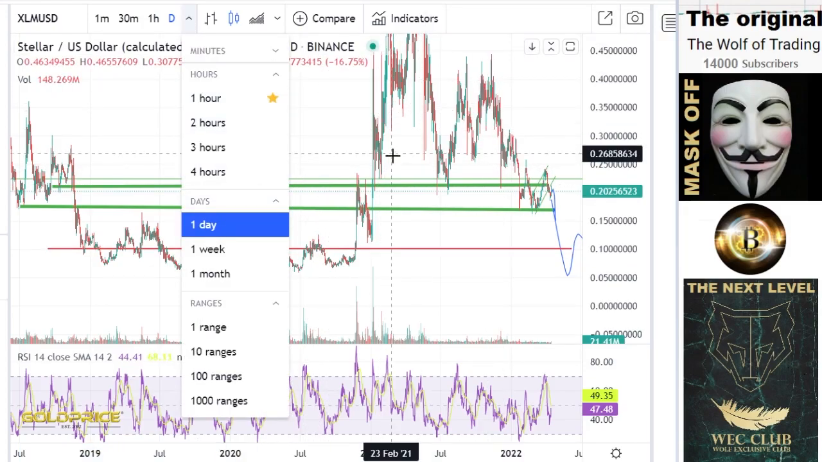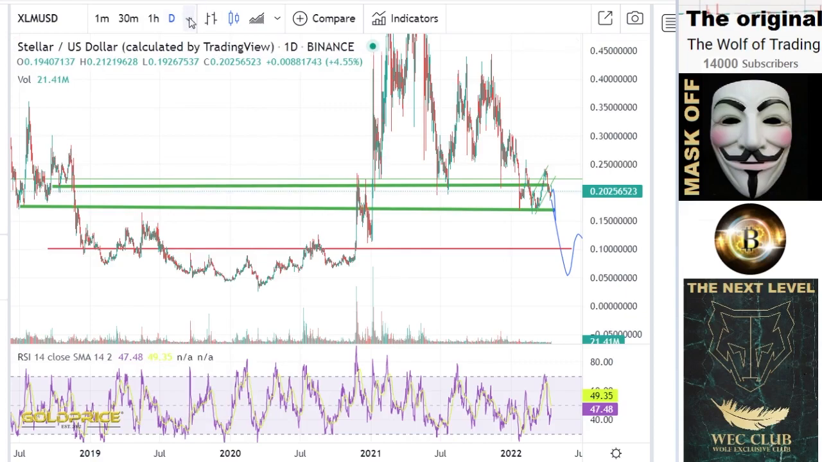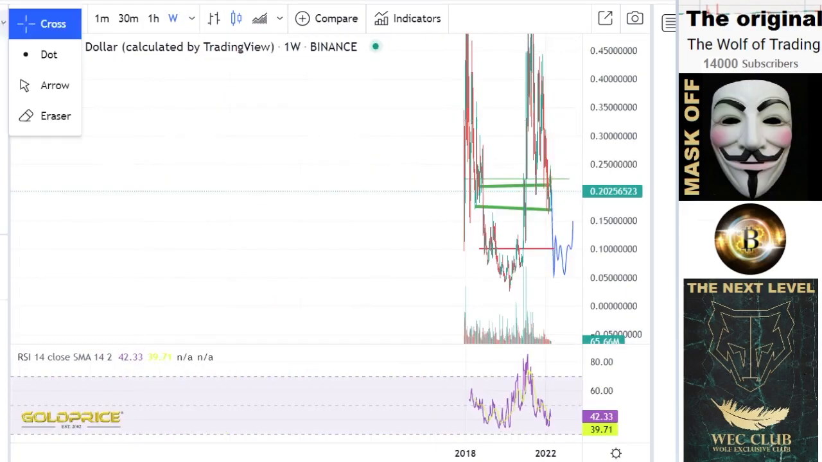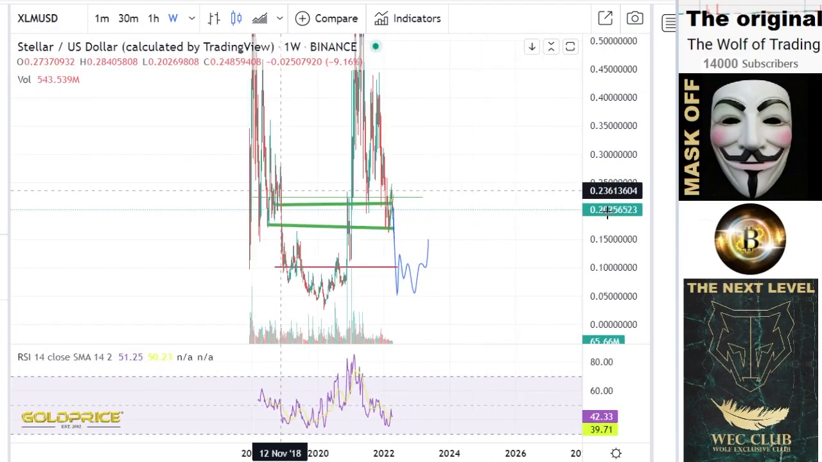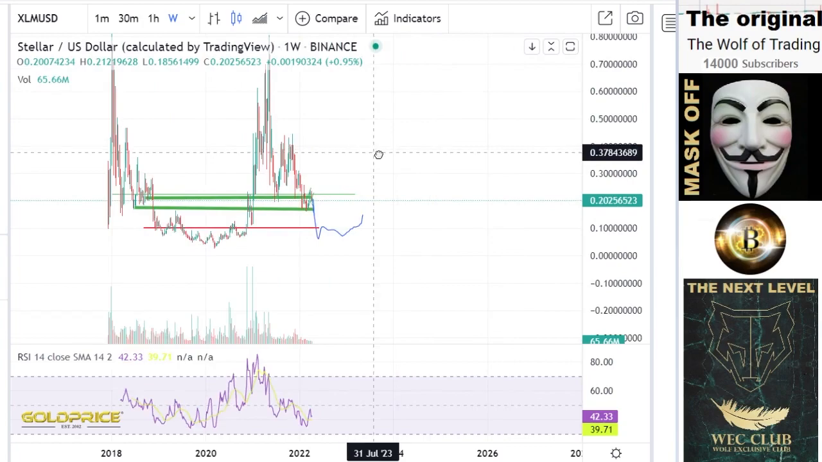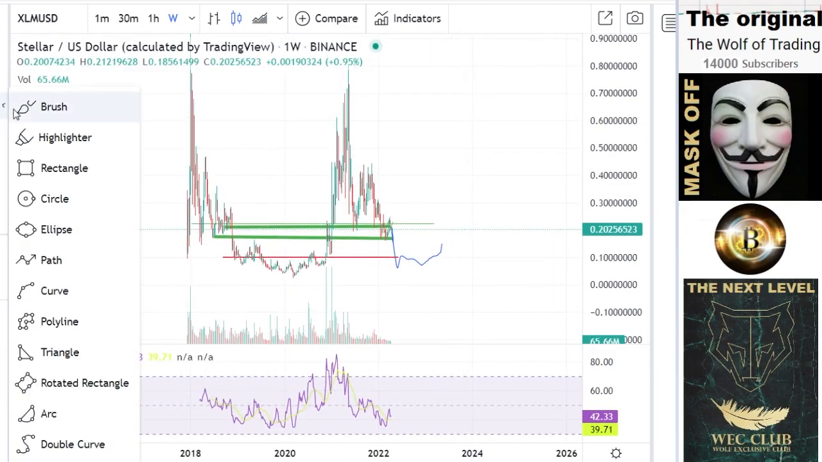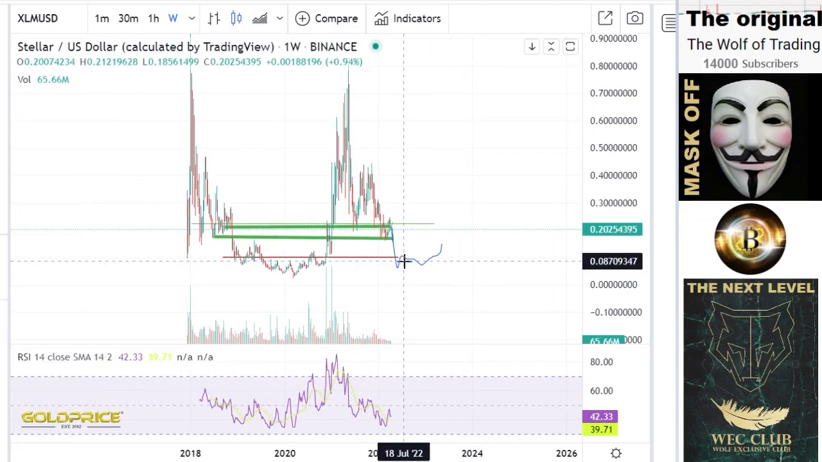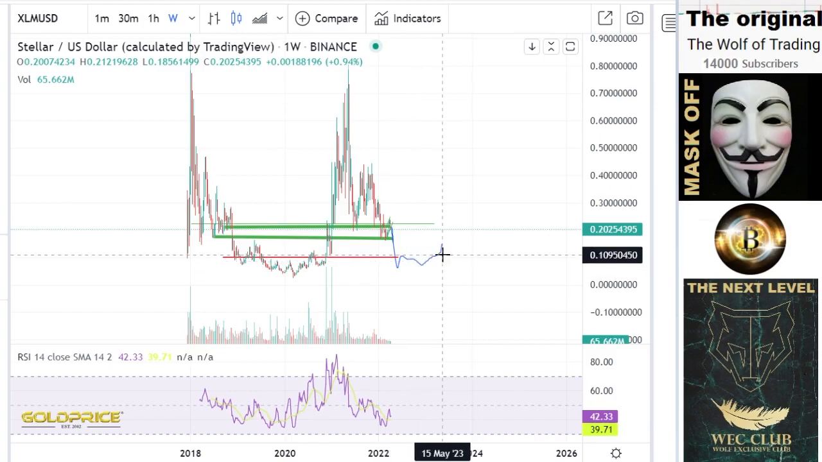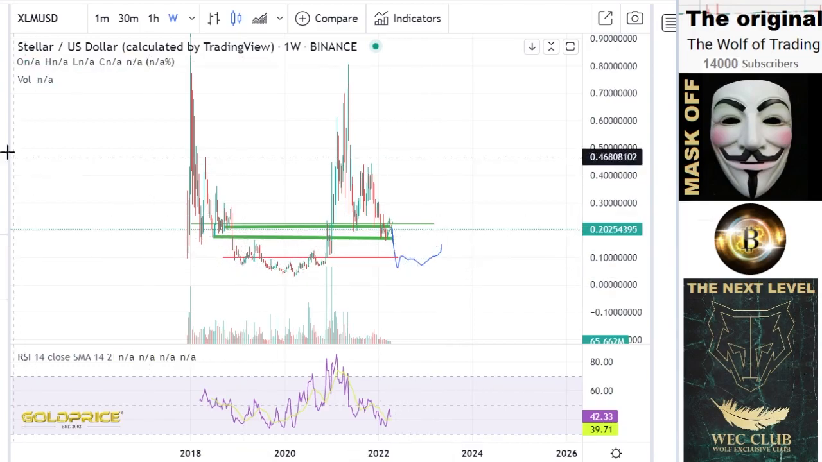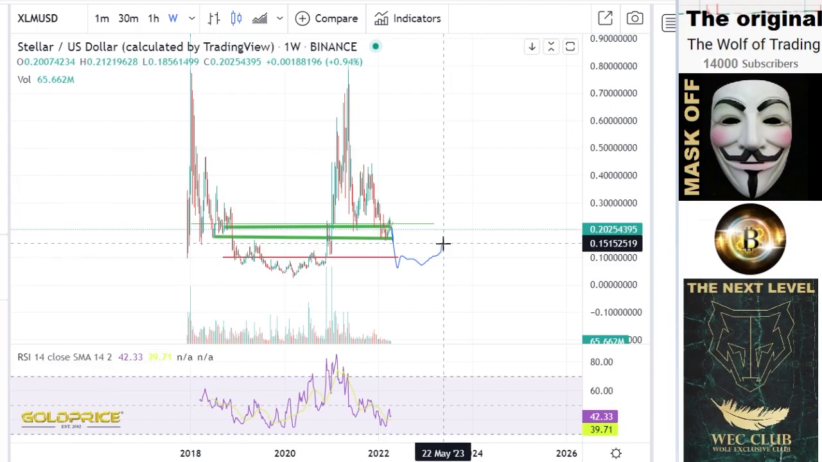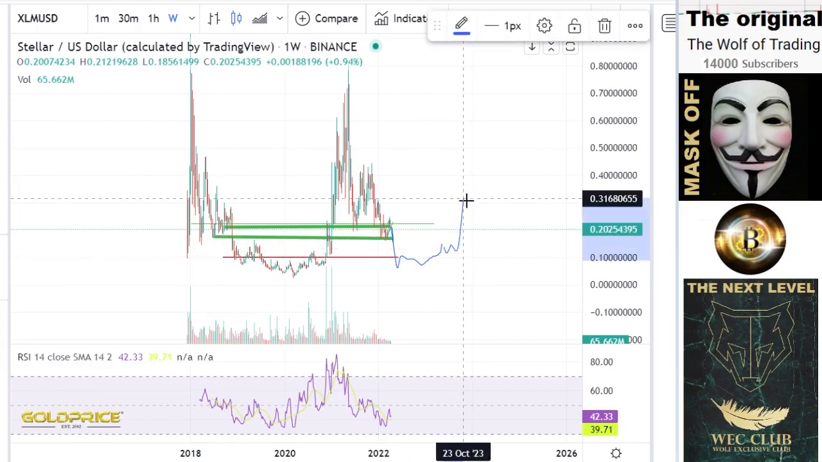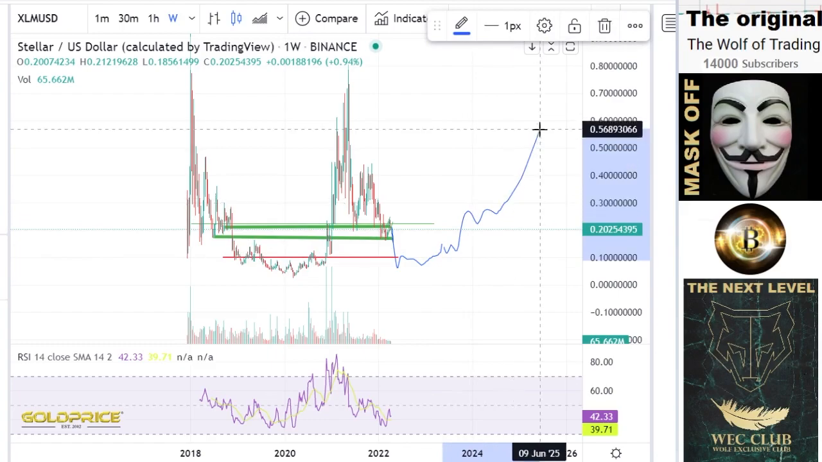So let me look. For Stellar, the prediction is something like that, and I think we need this time until July, until the end of the year to make this formation, and after the end of this year, we will get something like that and the price will explode to the upside.